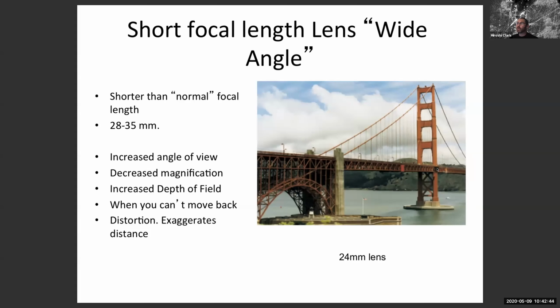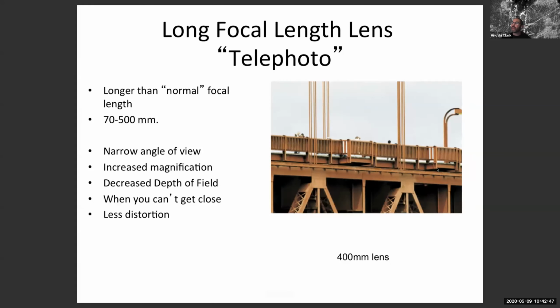All right, so that's a 24 millimeter lens. Then we got the telephoto lens, the long lens, so longer than normal focal length. You'll hear me call it a long lens. 70 millimeters to 500 millimeters, right? Narrow angle of view, increased magnification, decreased depth of field. And when you can't get close, you bust out your 70 to 500 millimeter lens, whatever you got, and you'll get less distortion. Far less, if probably none at all.